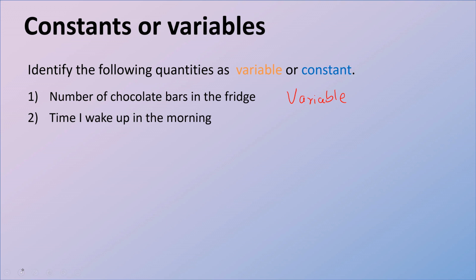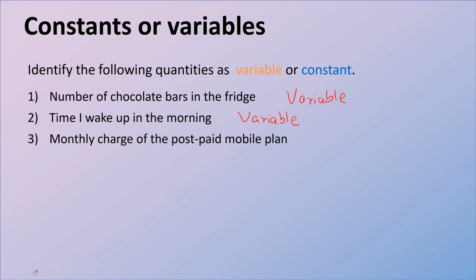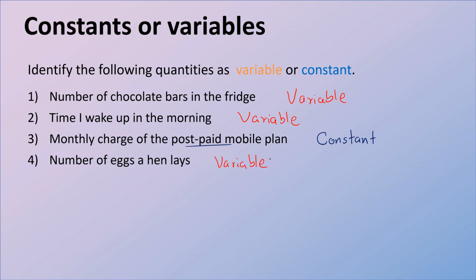Secondly, the time I wake up in the morning. I do not wake up at the same time. Sometimes 7 o'clock, sometimes 8, sometimes 9 o'clock. So it is also a variable. How about the monthly charge of a postpaid mobile plan? Does it vary over time? No, it does not, because it's a postpaid plan and I have to pay a fixed amount. It is a constant. How about the number of eggs a hen lays? We all know that it depends from time to time. Therefore, we can identify it as a variable.